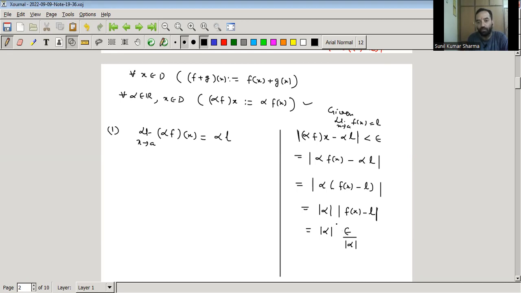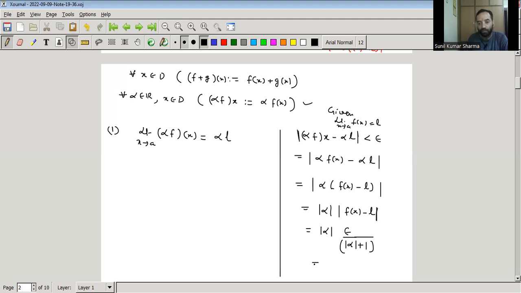But there is some problem. What is that? If alpha is any real number, and if we take alpha to be 0, then we cannot divide, because mod of 0 is 0, and we cannot divide by 0. So how can we make a change so that this whole value is less than epsilon? What will we do? We add some constant, let it be 1. So now mod alpha plus 1, whatever real number you take, will never be equal to 0.